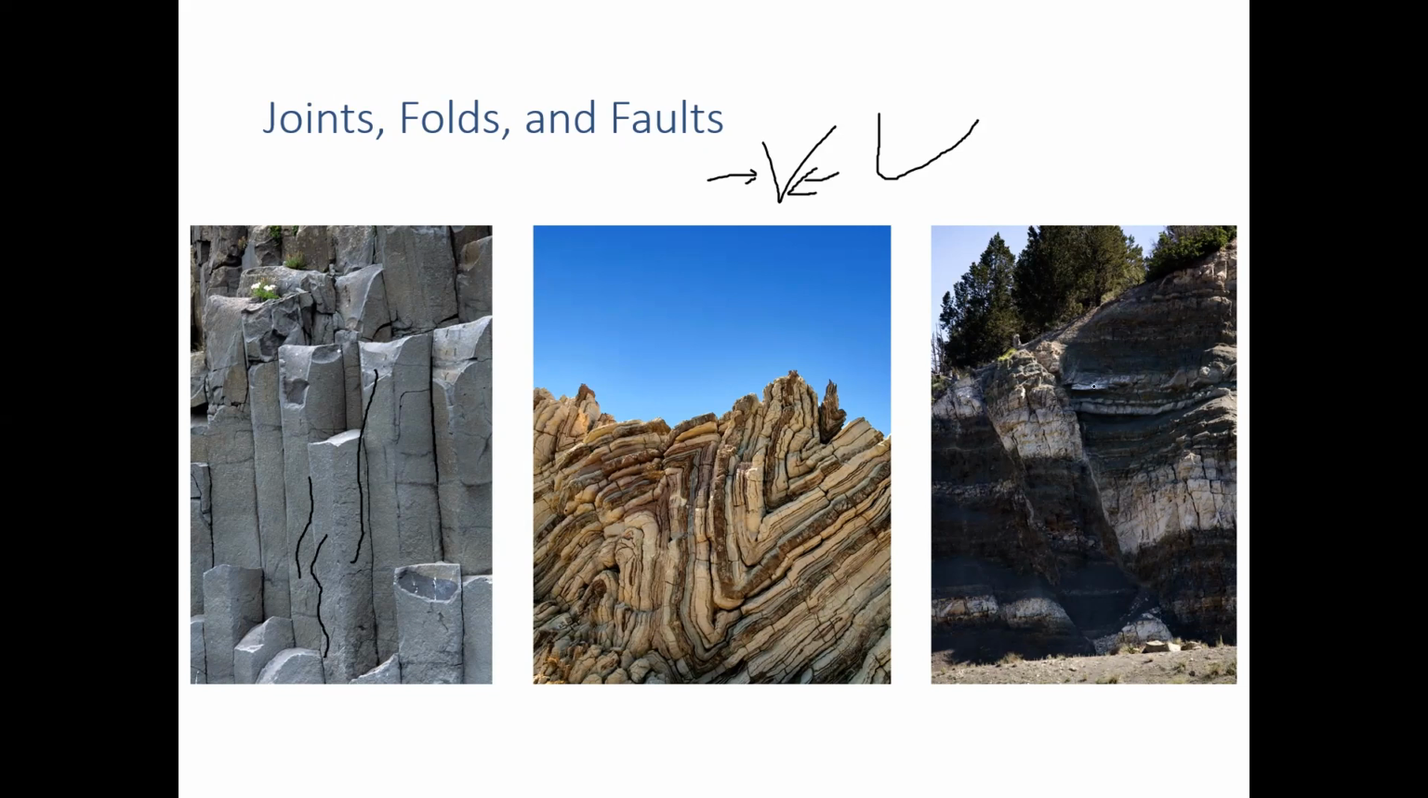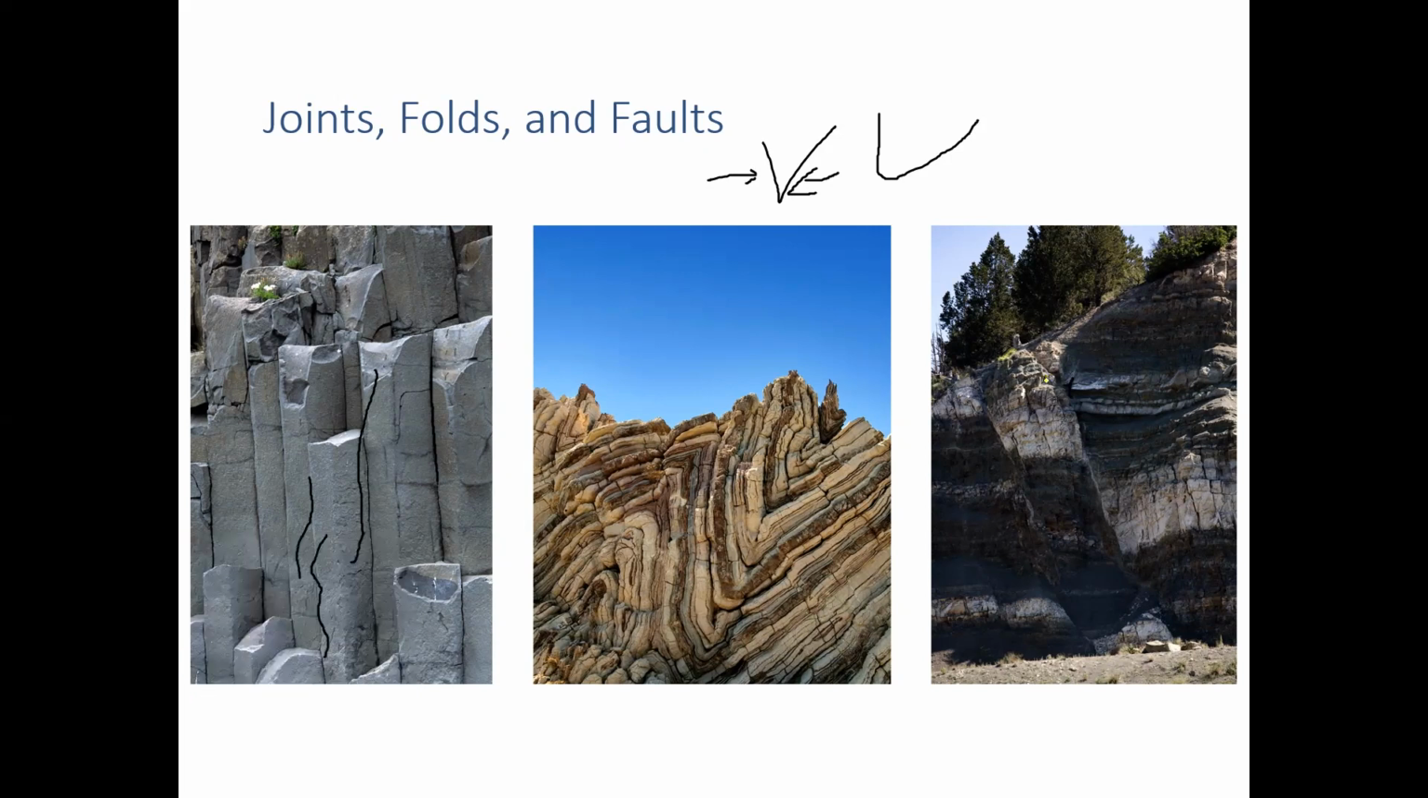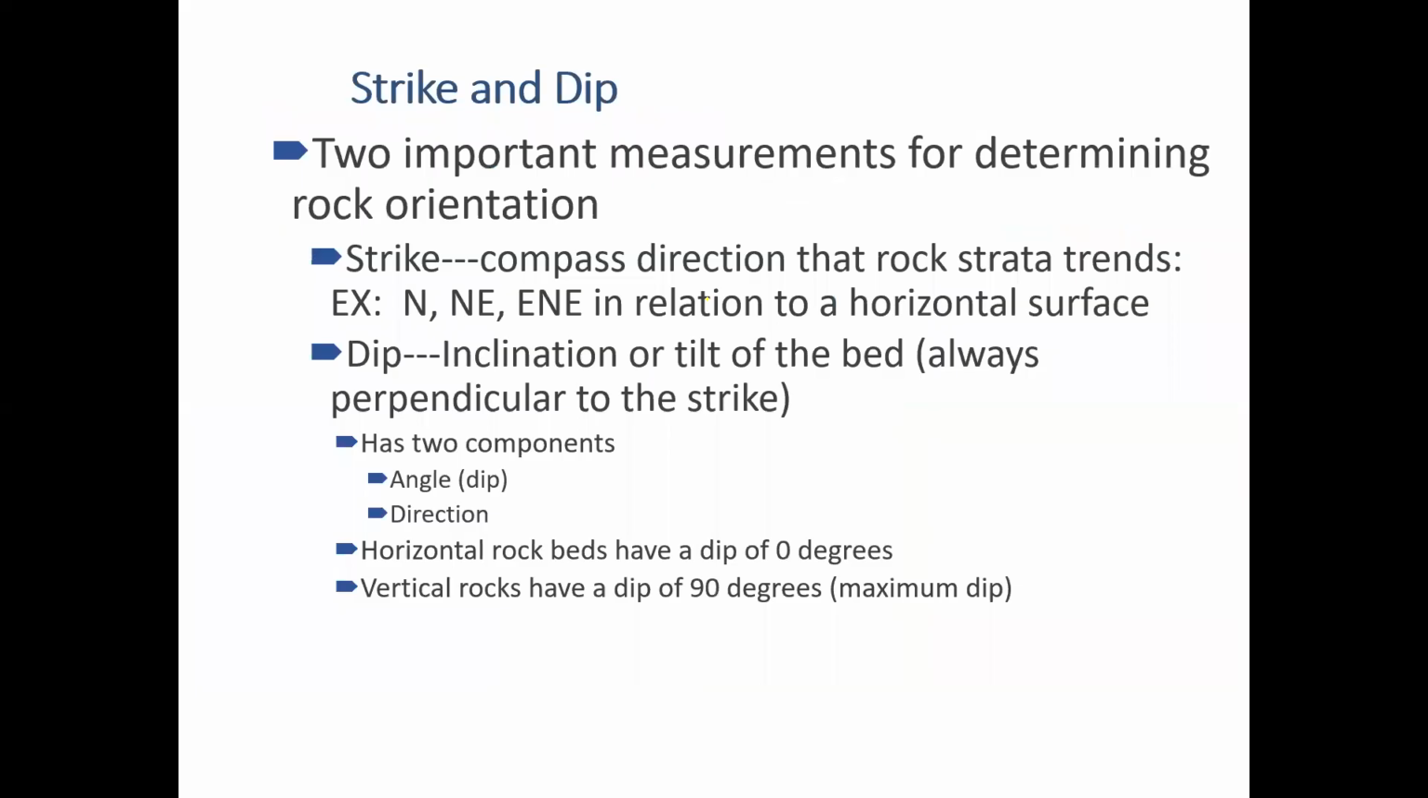And then this is a fault here. Notice the displacement. The rocks have been cracked and there's been movement. Can you see what's happened here? This chunk of rock has dropped down in relation to these other rocks. So that is a normal fault, and we'll talk about how to recognize these in a second. Let's talk about strike and dip first, though.